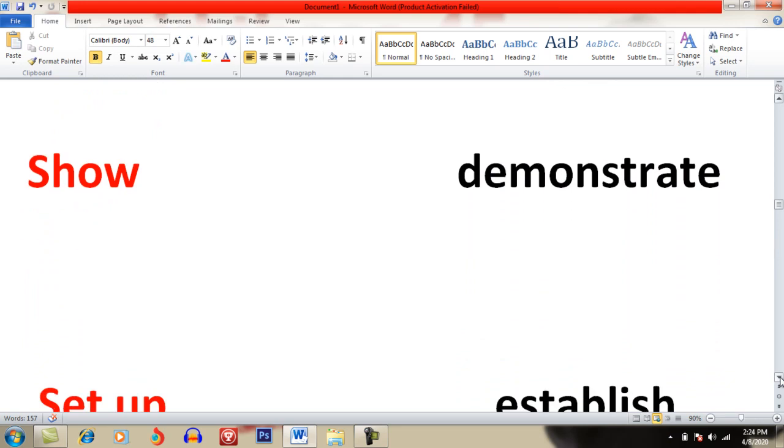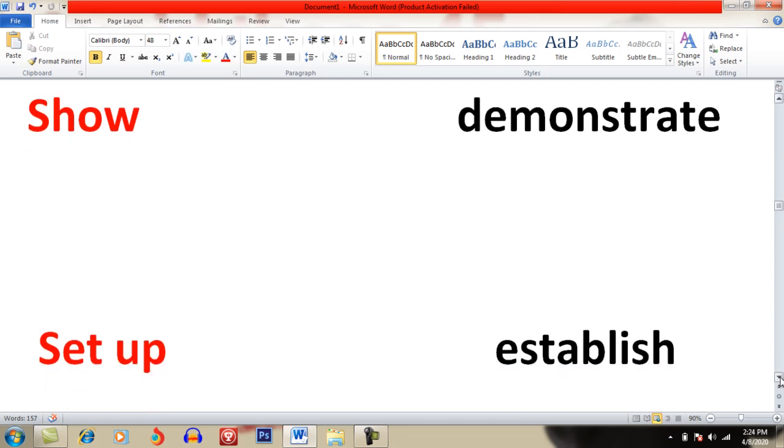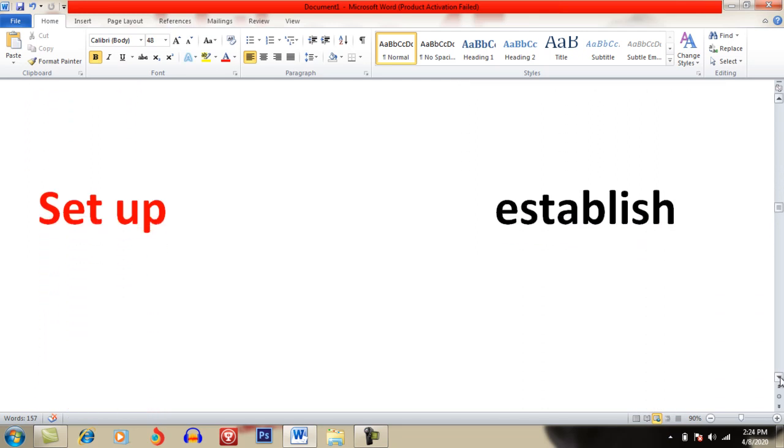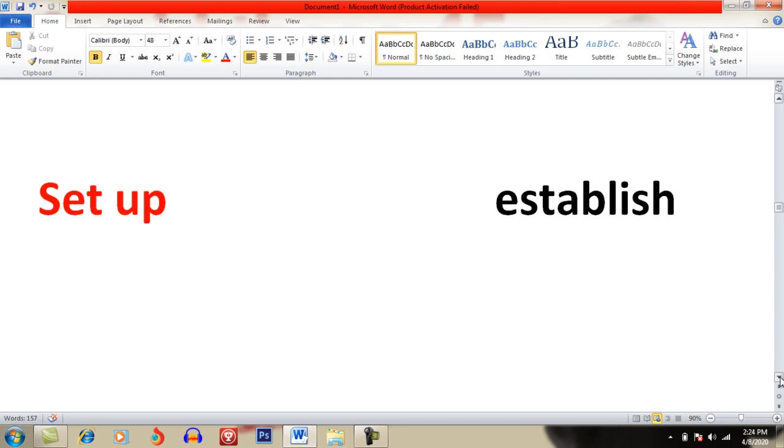"Show" is informal and "demonstrate" is formal. So do not use the word "show" in IELTS writing. Try to use "demonstrate". "Set up". "Set up" is a phrasal verb. So instead of "set up", you can use the word "establish". So do not use phrasal verbs in IELTS writing if you want to secure a higher band.